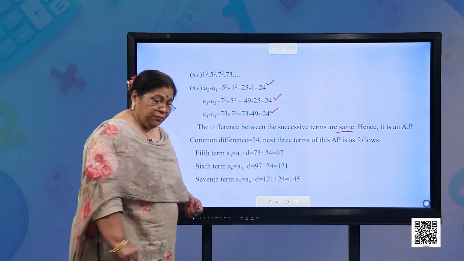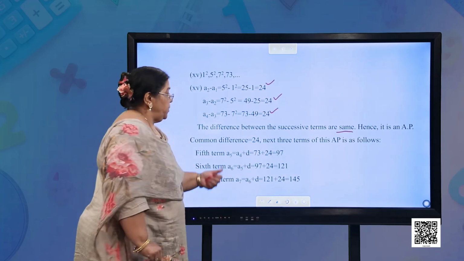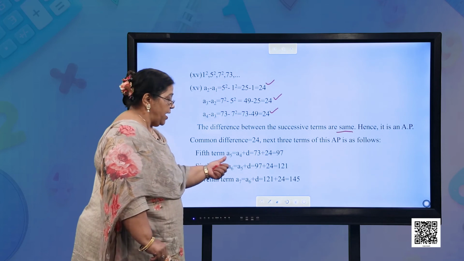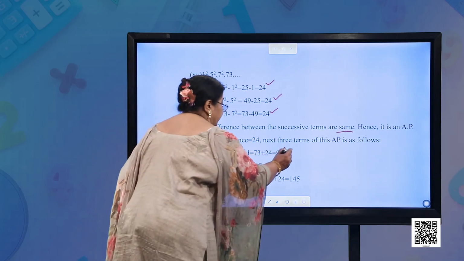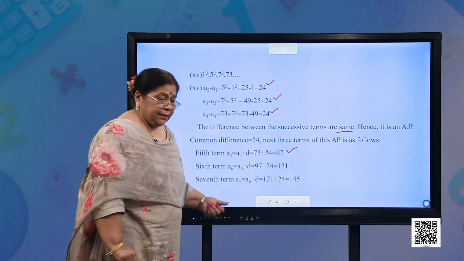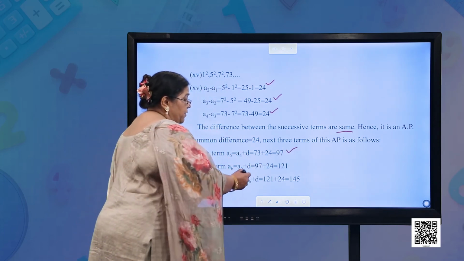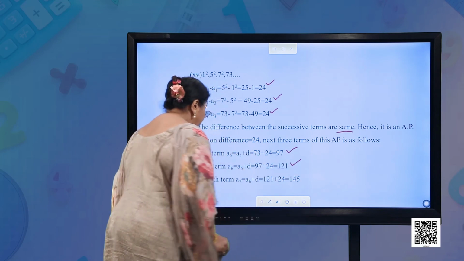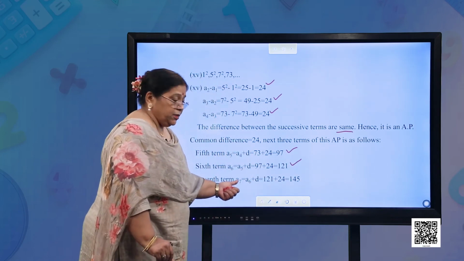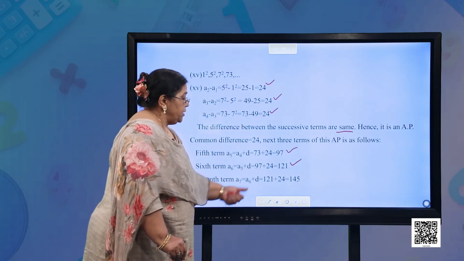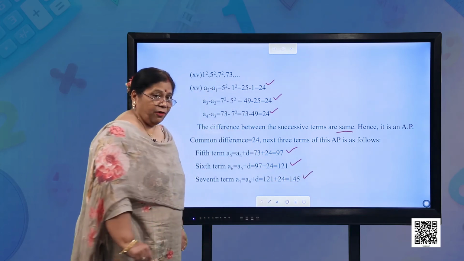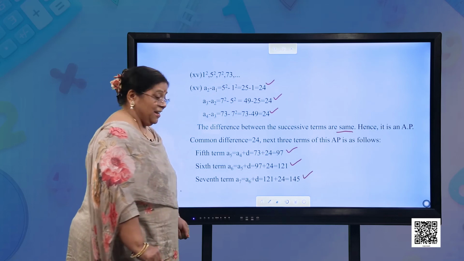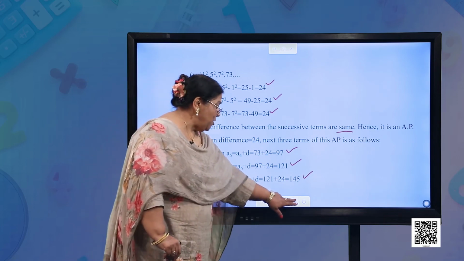The common difference is 24, and the next 3 terms of the AP are as follows. 5th term is A5, A4 plus D, 73 plus 24 is 97. 6th term is A6, A5 plus D, 97 plus 24 is 121, and 7th term A7 is equal to A6 plus D, that is equal to 121 plus 24, that is 145. I think it is time for us to take the homework now.